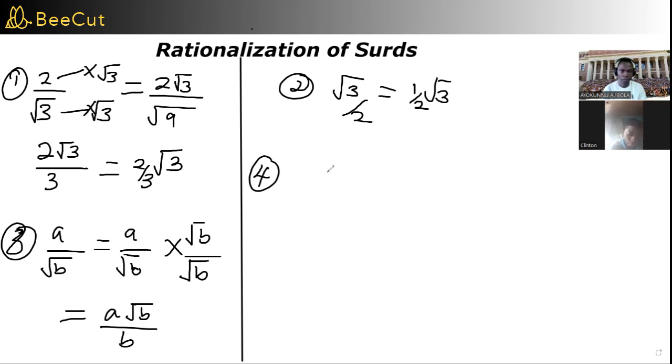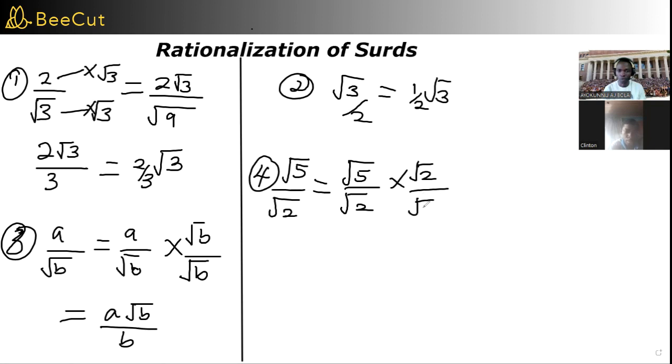So while you still keep an eye on this one, let's assume you have root 5 over root 2. So this is going to be root 5 over root 2 times root 2 over root 2, such that it's going to be root 10 all over 2, or half of root 10. Okay, next example.